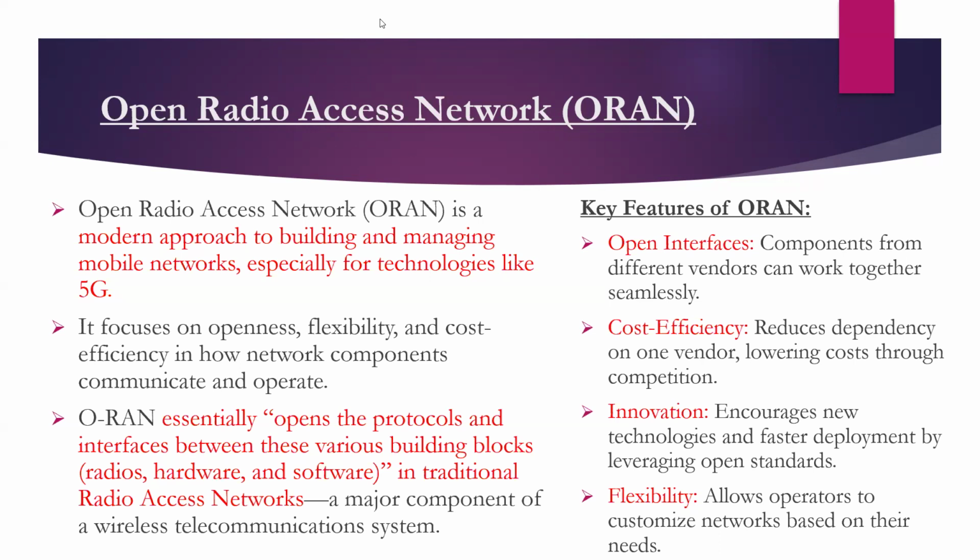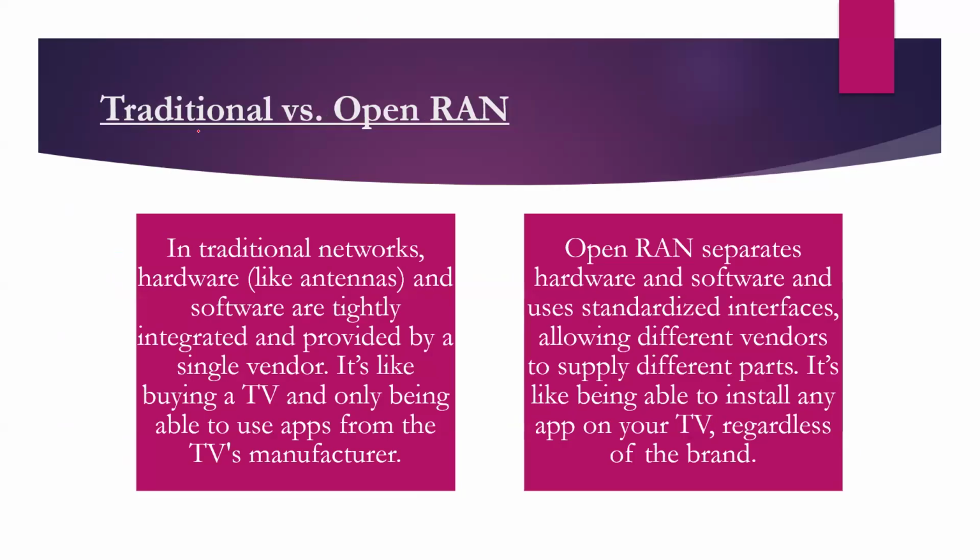So in backdrop of that, we have something known as open radio access network now. Okay, so here this is basically a modern approach to building and managing mobile networks, especially 5G. Okay, so here it opens the protocols and interfaces between various building blocks. So what does it mean? Basically, see here the difference between traditional and open RAN. So in traditional networks, the hardware and the software were integrated and they were provided by a single vendor. Okay, so because of which there was monopoly there, and at the same time they had the pricing power also.